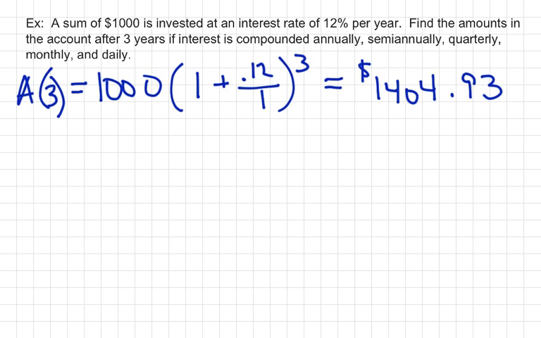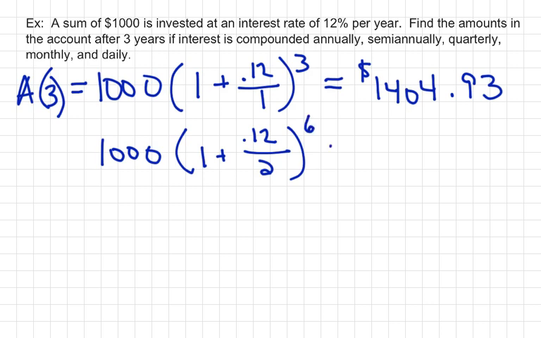All right, how about if we're going to do this semi-annually? Well, semi-annually, the principal's still 1,000 plus the interest rate's still 12%, but this time we're going to divide by 2. And we're going to raise that to the 2 times 3, which is 6. You plug it in your calculator and you find out you have $1,418.52.